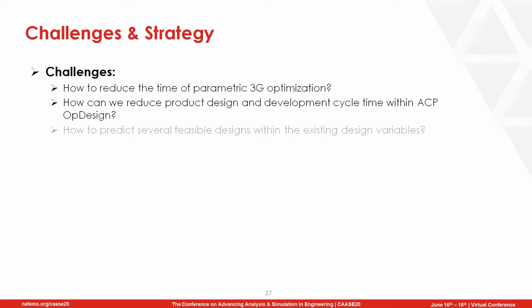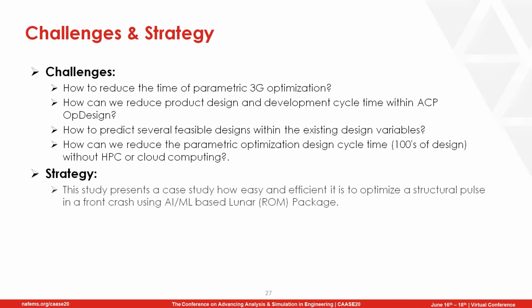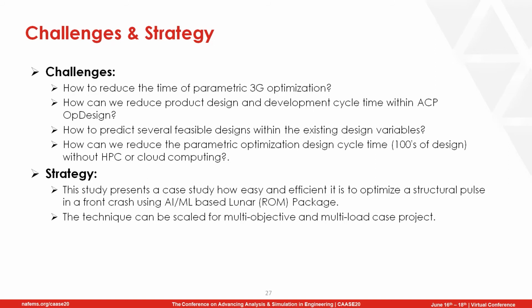So within the ACP OpDesign, we have found there are a few challenges in front of us. Obviously, the timing to do the parametric optimization, especially with the 3G optimization, takes time. And we are looking for how we can reduce that time, which is going to reduce the time of product design development and time to market. Also, how could we find several quick, feasible designs within the available design variables? And also, how can we use ACP OpDesign quickly in the case that HPC computing is not available?